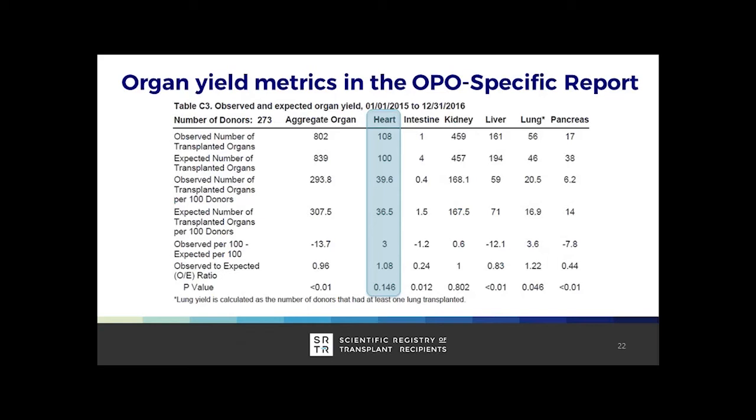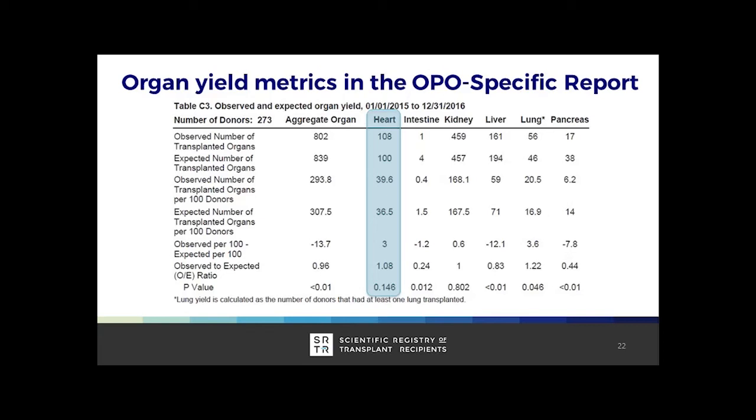In the top left and the next line down, we do show the number of donors within that OPO, so 273 in this example over that 2-year period. I've highlighted the heart column here to draw our attention, but the interpretation of each of the columns is the same. We start by showing the observed number of transplanted organs, which is 108. We derive an expected number of transplanted organs, which I'll talk about more as we get into the risk adjustment discussion.